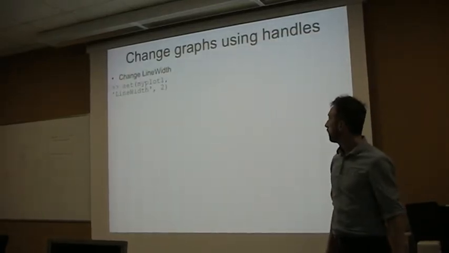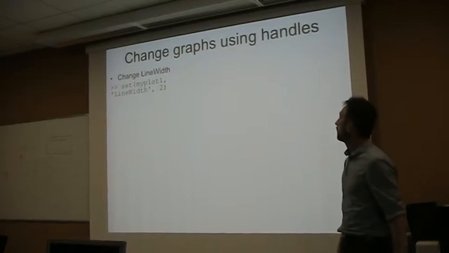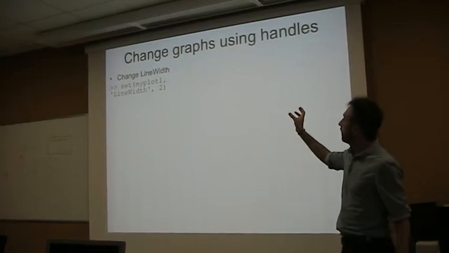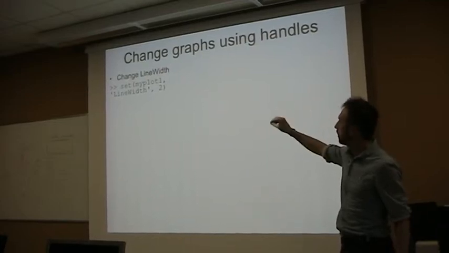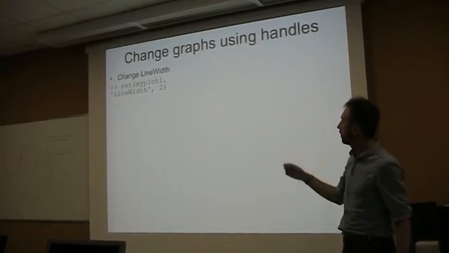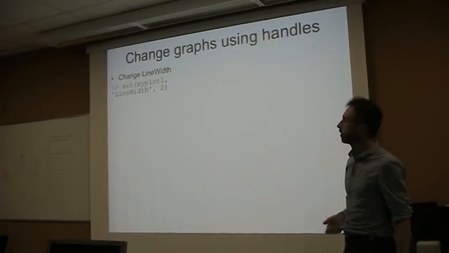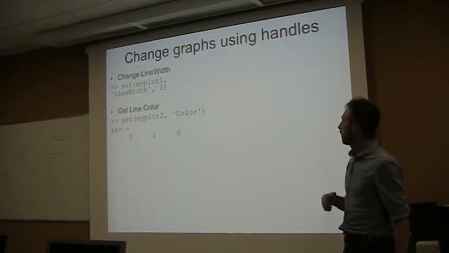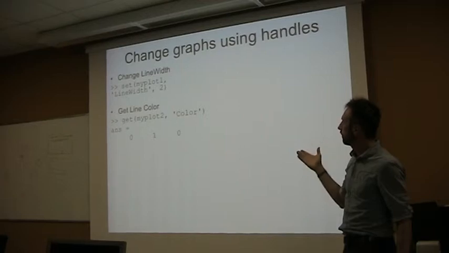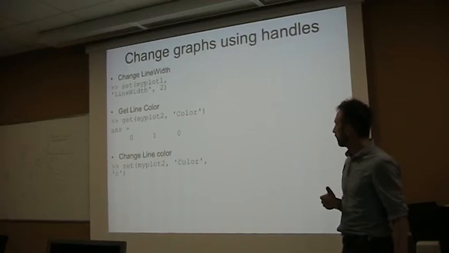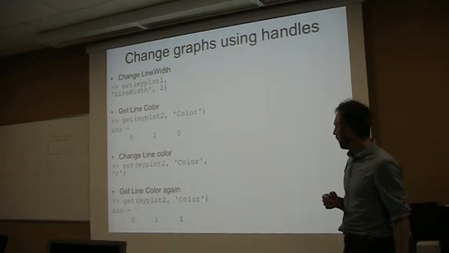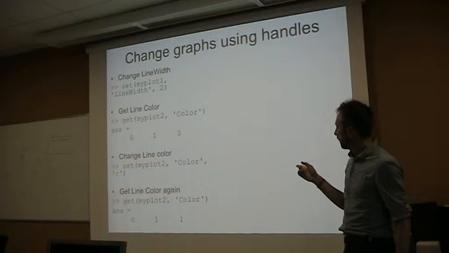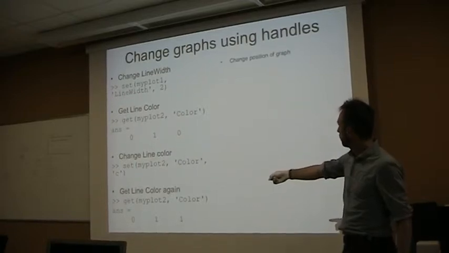This is an example. So here I would change the line width. Since I had saved information of the figure handle in my plot, now I'm going to say set my plot line width 2. Then I want to see which color it is. Well, it's still green. Then I'm going to change the color to cyan. And now the line color has changed.